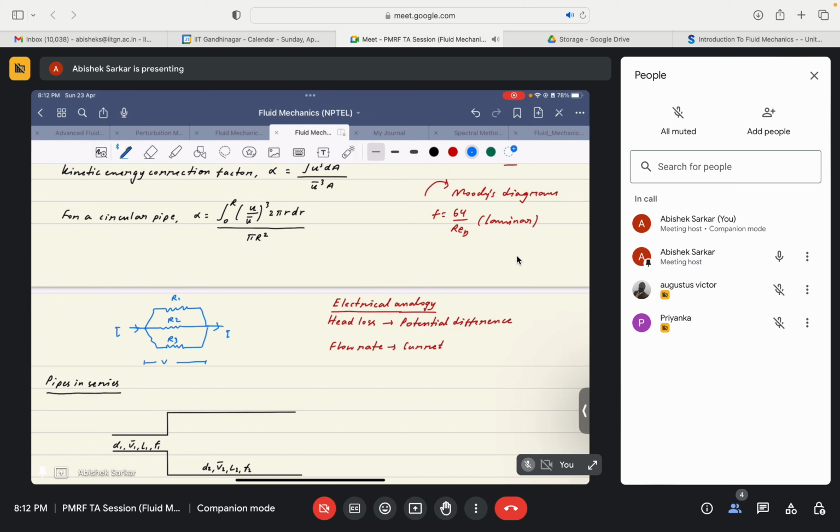Similarly, if these resistances are connected in series, say again this is V, the net potential difference, this is V1, and this is R1, R2, and R3, and I is the current that passes through the circuit. So in this case, what entity remains constant for all three resistances?